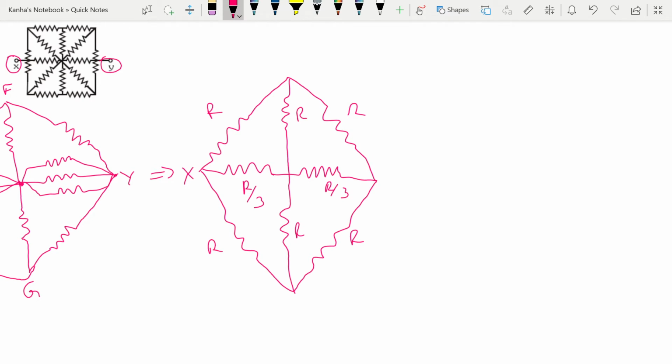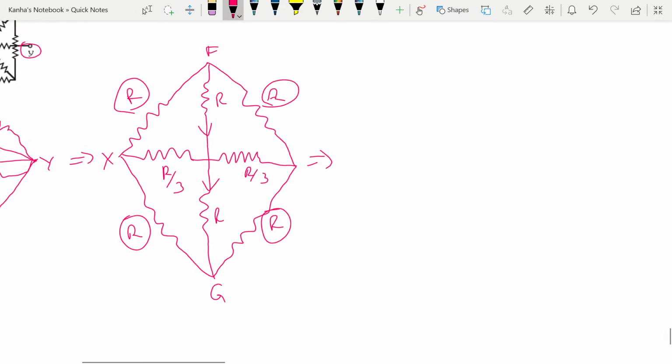Okay, but here you see that these 4 resistances are satisfying the Wheatstone bridge condition that P by Q is equal to R by S. That is why there will be no current in this branch. From F to G there will be no current, so I can just remove this from the circuit, and what am I left with?